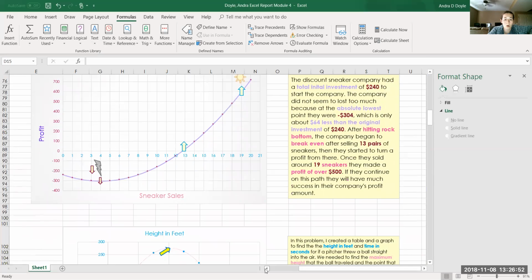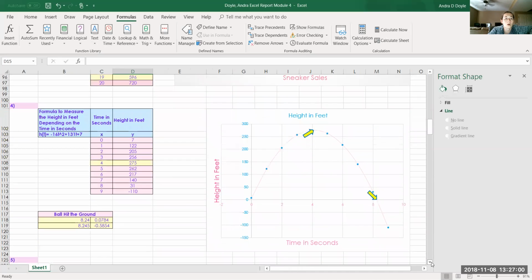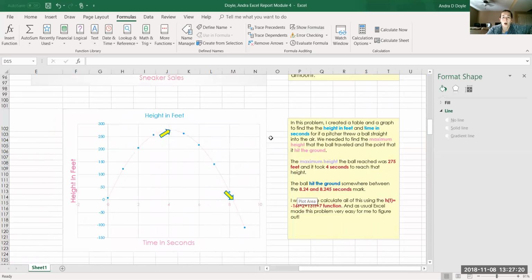Okay, and for number 4, we were to find the height in feet, say, if a pitcher threw a ball straight in the air. We wanted to find the highest point that it traveled, and we wanted to find when it hit the ground. I created a table and a graph to find the height in feet and the time in seconds. We needed to find the maximum height that the ball traveled and the point that it hit the ground.